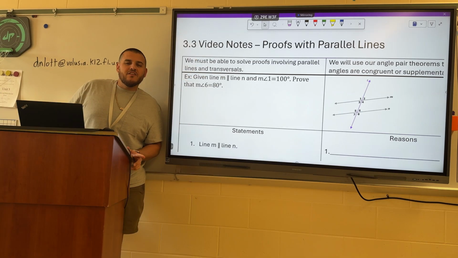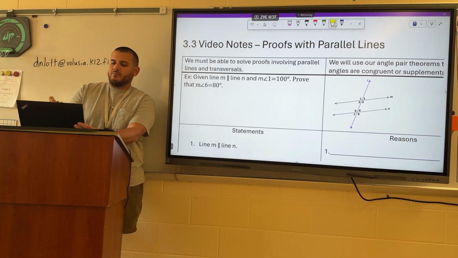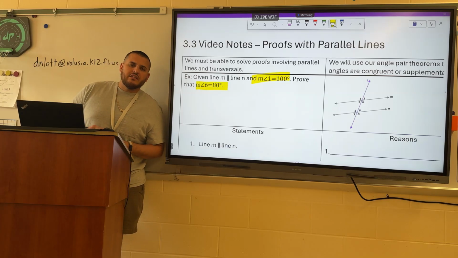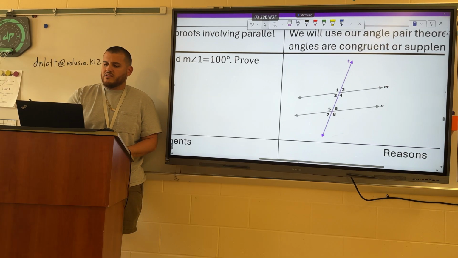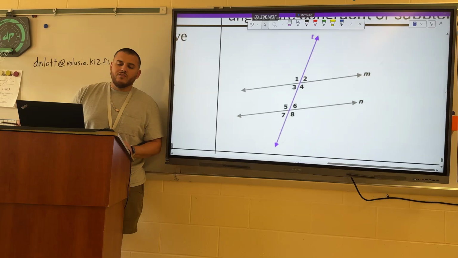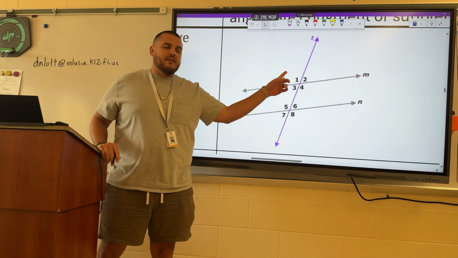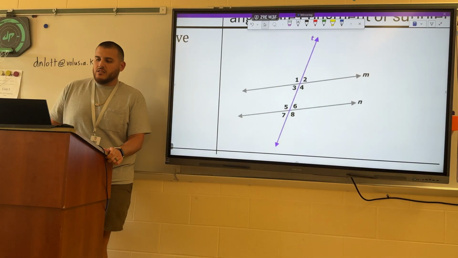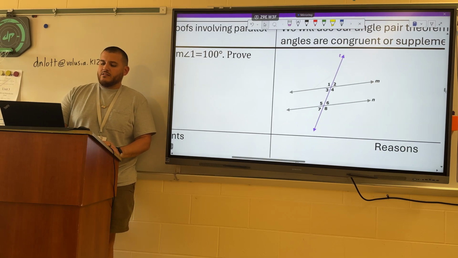All right, so again, we're learning all about proofs here with our parallel and perpendicular lines. Let's get into it. In our first example here, we're going to be proving an angle measurement. So we're given that some lines are parallel. We're given the measure of one angle being 100 degrees. We have to prove that a different angle is going to be 80 degrees. So in our figure here, we're talking about angles 1 and 6. Angle 1 is given to us as 100 degrees. There's a few different ways that we can take that information to then prove that 6 would be 80 degrees.